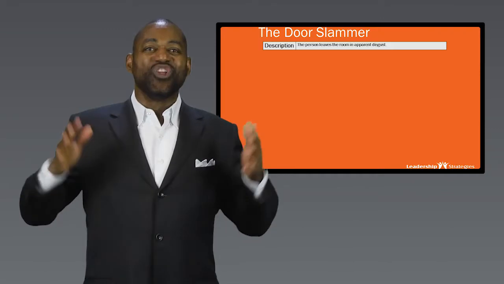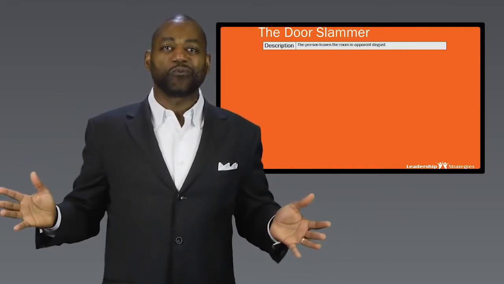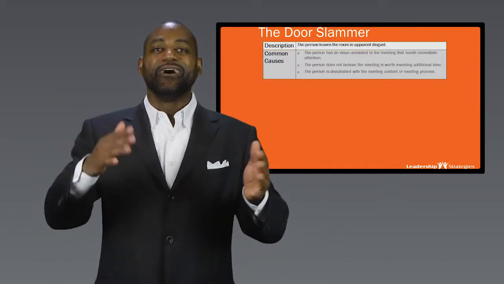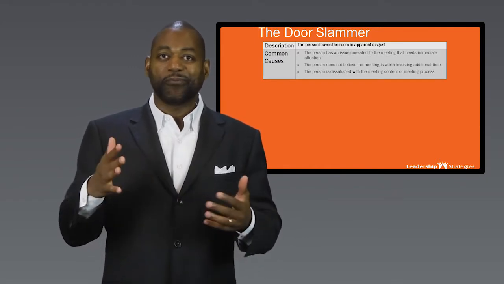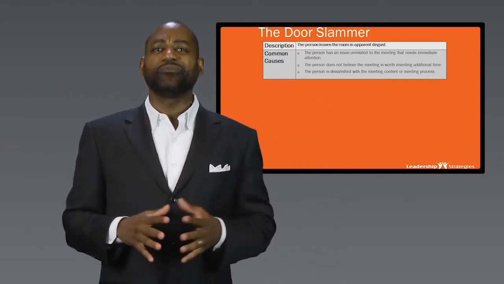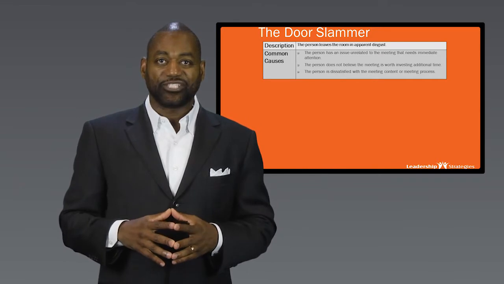As mentioned earlier, videos of all the dysfunctions appear in your toolbox. But for this module, the last dysfunction we want to cover is the door slammer. The door slammer is the person who leaves the room in apparent disgust. Common causes of the door slammer's behavior might be the person has an issue unrelated to the meeting that needs immediate action.